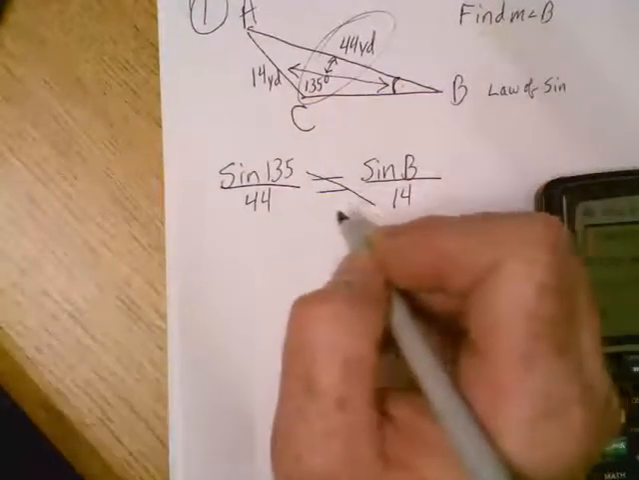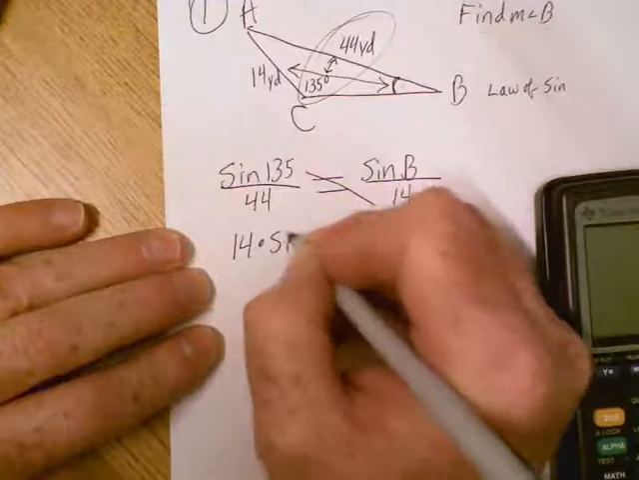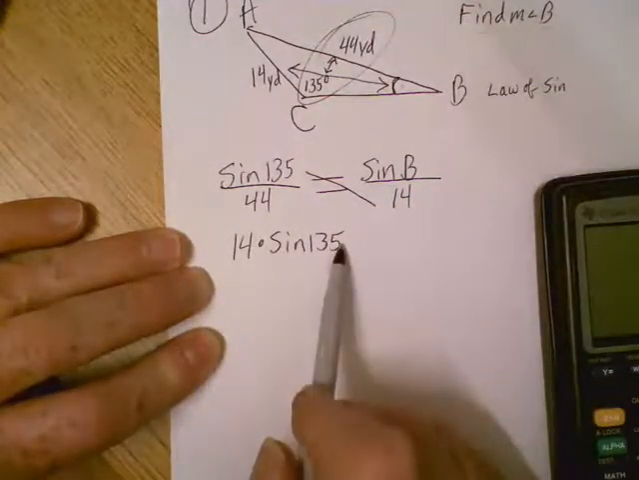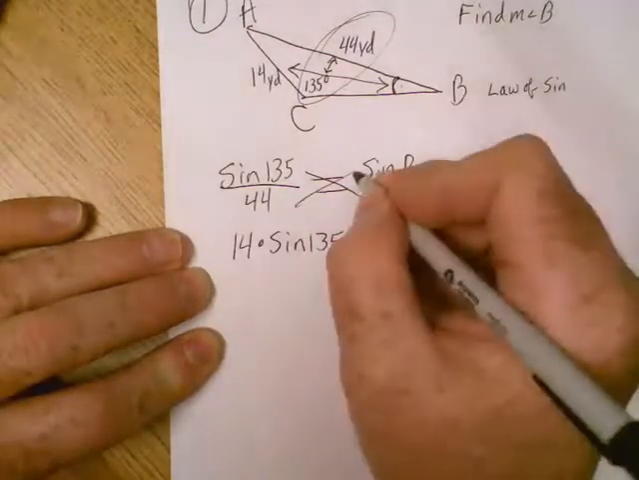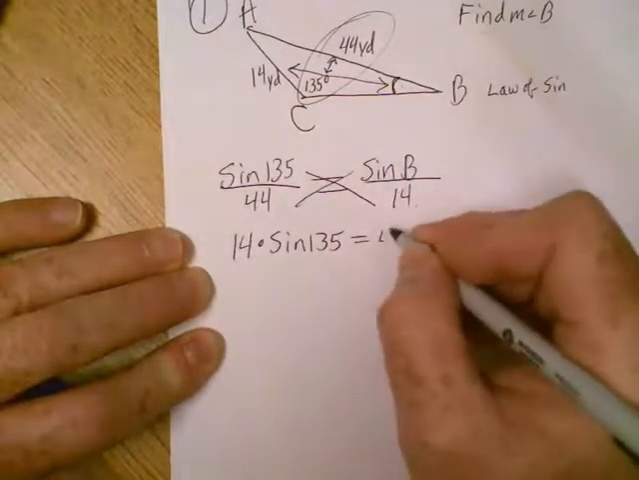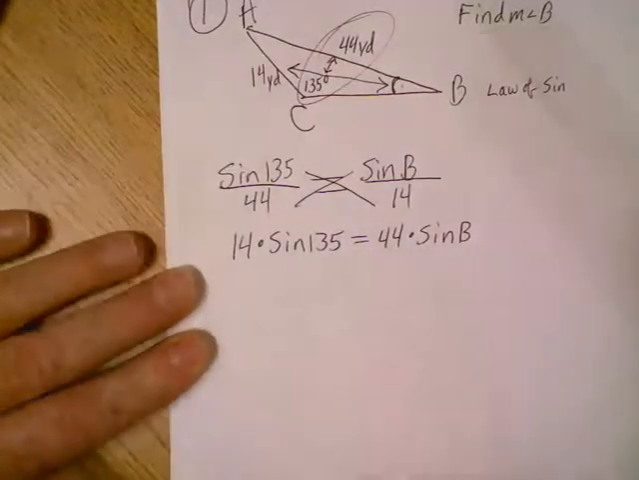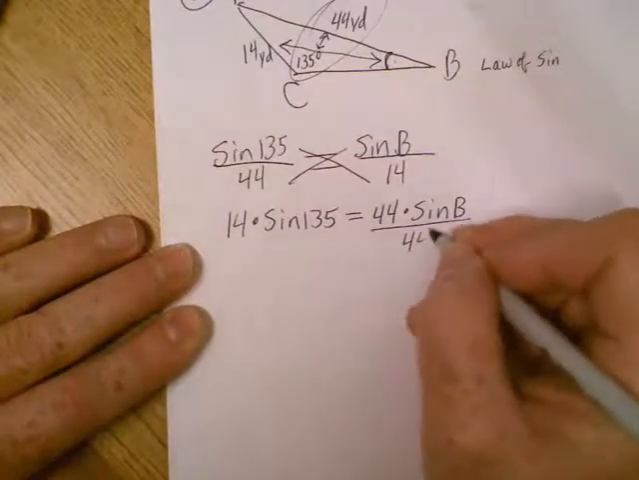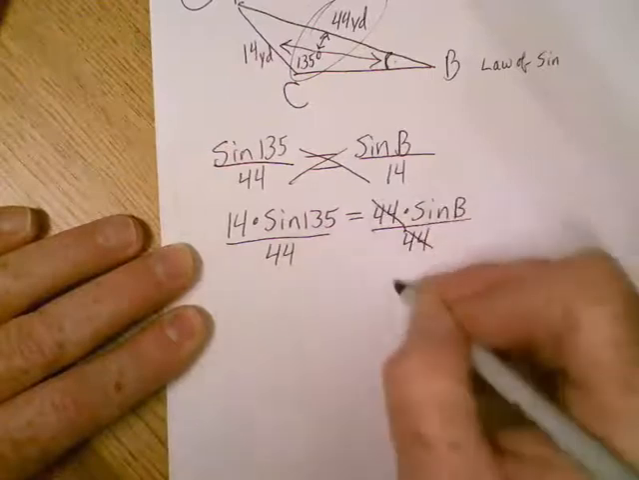When I do it, I'm going to cross multiply here, and I'm going to write down 14 times the sine of 135. Remember to put the 14 out front so it doesn't confuse you, and it doesn't confuse the calculator either. When I cross multiply this way, I get 44 times the sine of B. I'm trying to get the sine of B by itself, so I'm going to divide both sides here by 44. These cancel out and you're left with just sine of B.